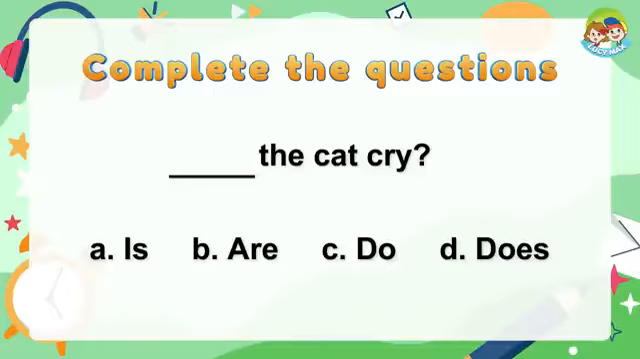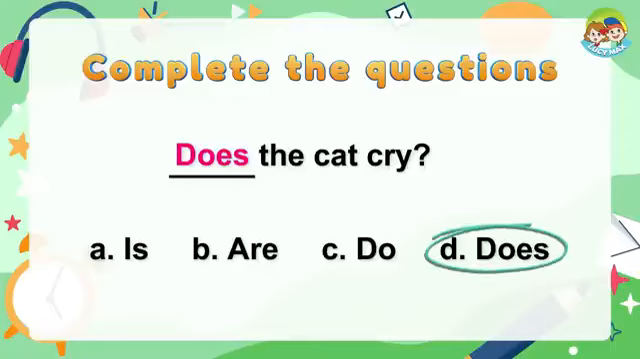Blank the cat cry? Cry is a verb, so we need a do verb. The cat is one, so we use D, does. Does the cat cry?